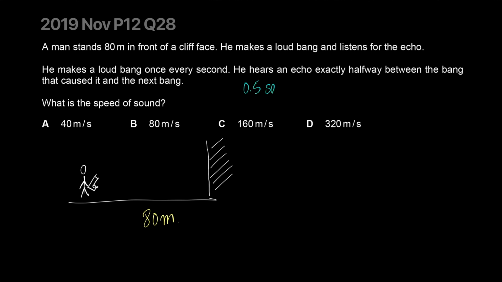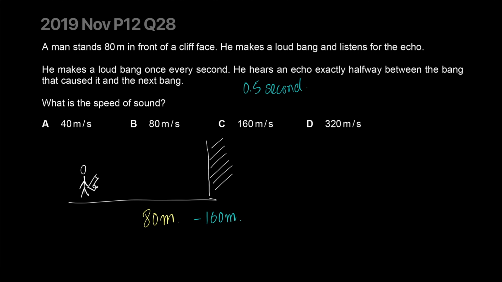0.5 seconds. Why? Because he heard it between the next bang and the bang that caused it. So the echo came, he was about to make the next bang, right? The next bang would have come 1 second later as soon as he triggered it. But he heard the echo exactly in between the two sounds, so it's half. Okay. So that's the time and that's the distance traveled, because the sound is coming back and forth, and the traveled distance is actually 160 meters.